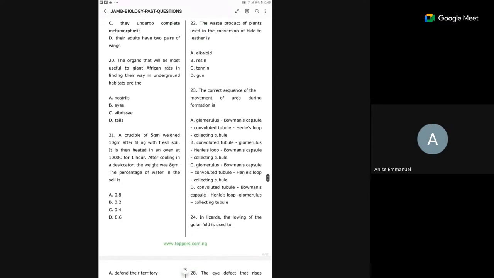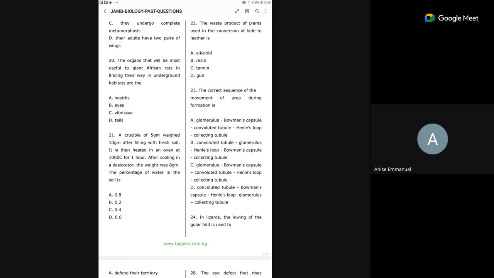A crucible of 5 grams weight. If a crucible of 5 grams weighed 10 grams after filling with fresh soil, it is then heated in an oven at 100 degrees Celsius for 1 hour. After cooling in a desiccator, the weight was 8 grams. The percentage of water in the soil is what?